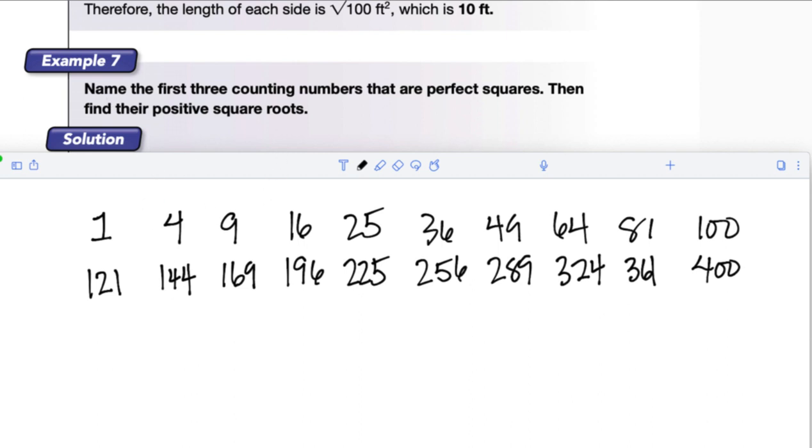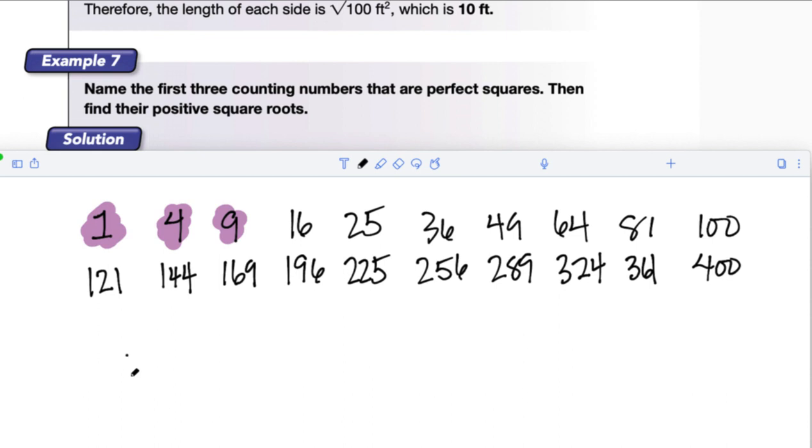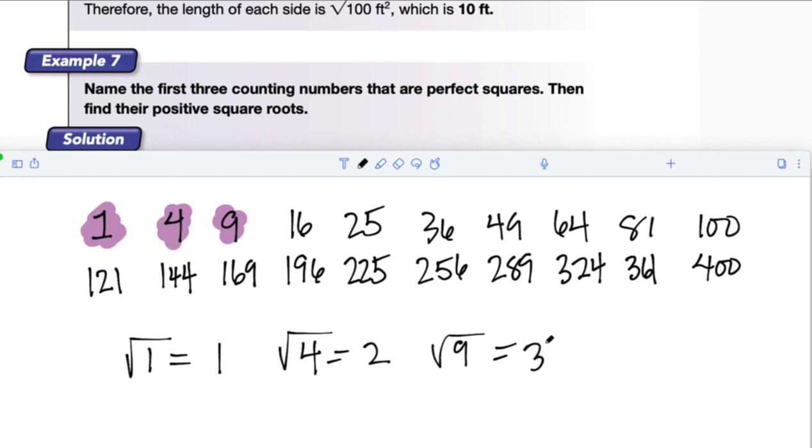Okay, then there are positive square roots. So if we take the first 3 as the text asked us, we can figure out the positive square roots. The positive square root of 1 is 1. The positive square root of 4 is 2. And the positive square root of 9 is 3.